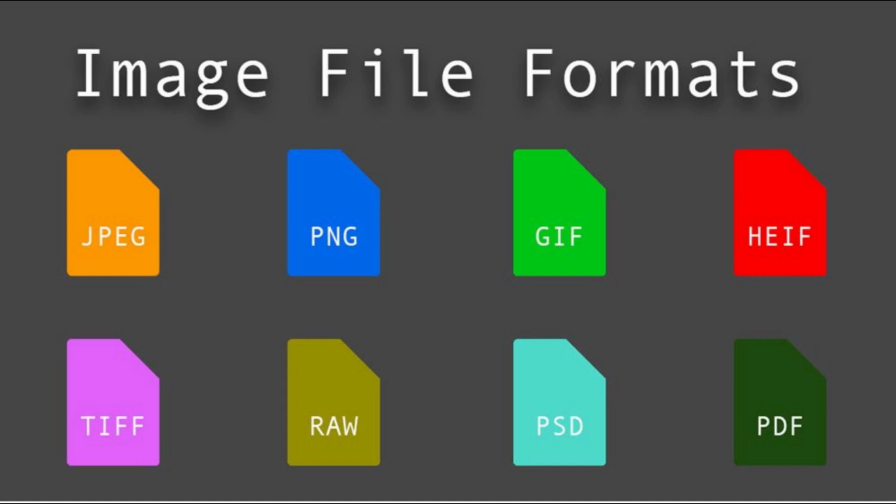JPEG applies lossy compression to images, which can result in a significant reduction of the file size. Applications can determine the degree of compression to apply, and the amount of compression affects the visual quality of the result.